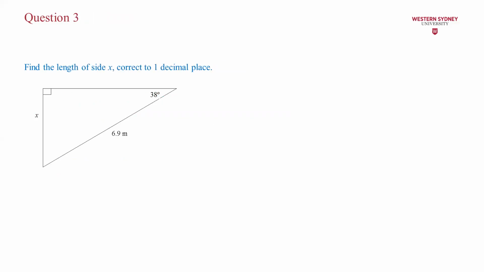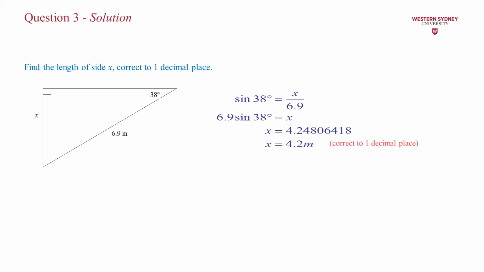Question 3. Find the length of side X correct to 1 decimal place. Pause the video now. Because we have the opposite and the hypotenuse, we use sine. Sine 38 is equal to x over 6.9. Multiply both sides by 6.9 and use your calculator to get the value of x, rounding to 1 decimal place.